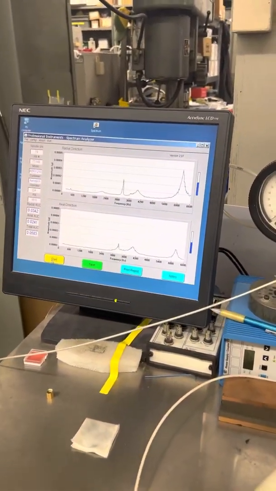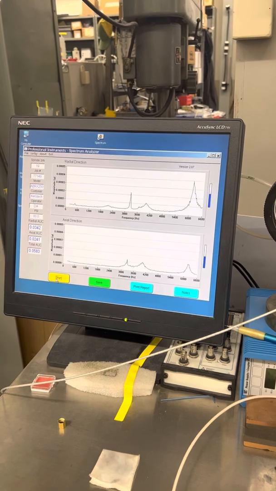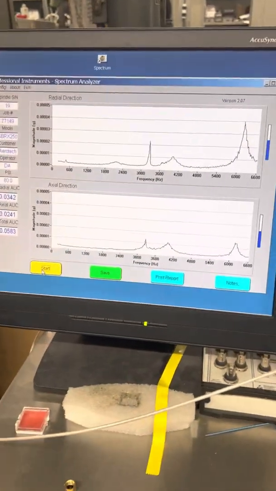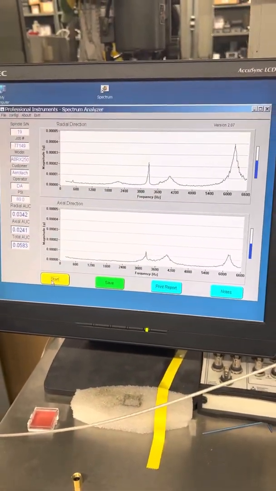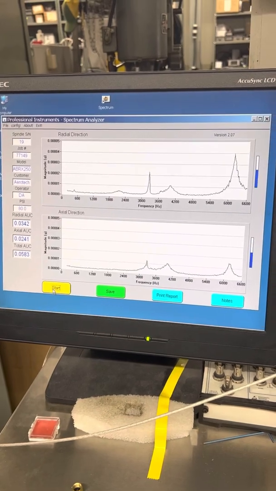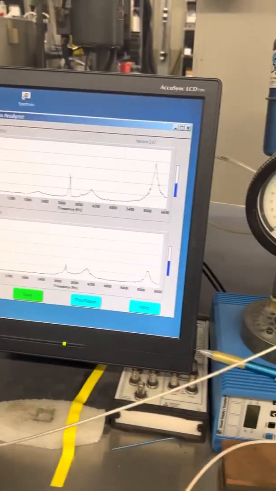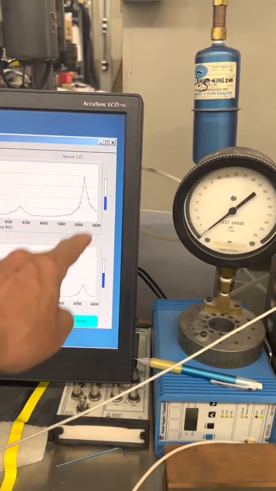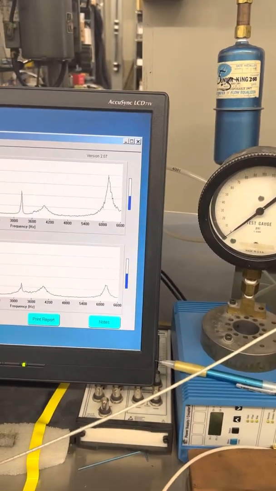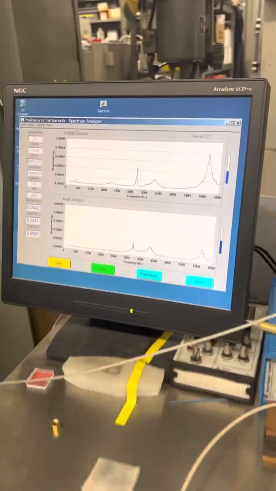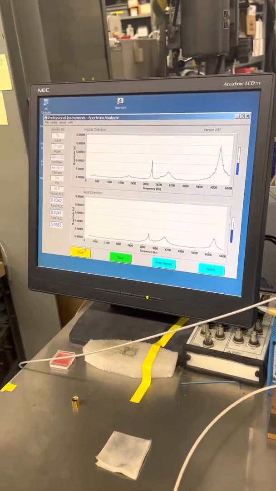The spindle's at 80 psi. Yes, so we are going to collect a power spectra analysis of the bearing while it's not rotating in the free state. And then we're going to combine all the area under the curve, which is the AUC value, and that ends up right down there. So we'll start the test.